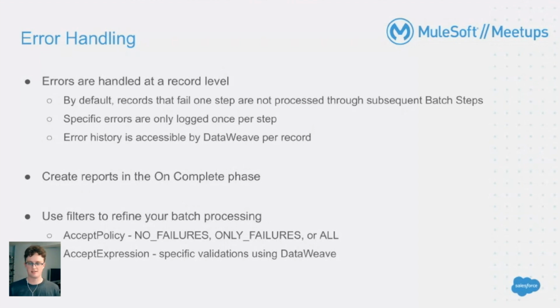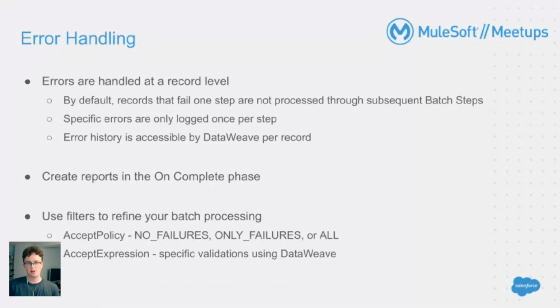Different errors will get different logs. The same error on different steps will get different logs, but those same errors on the same steps just get logged once. And then at the end of the batch job, in the on-complete phase, part of the information you get is a list of what errors happened, what steps they happened on, and how many times they happened. So you can use that information in your remediation or in a report about the batch job. And that's how the error processing works.